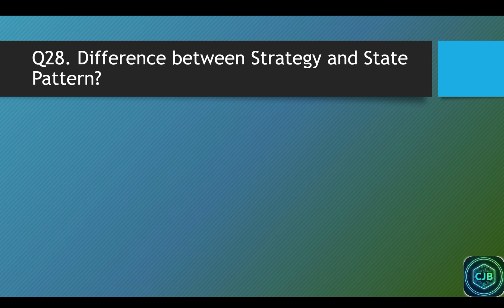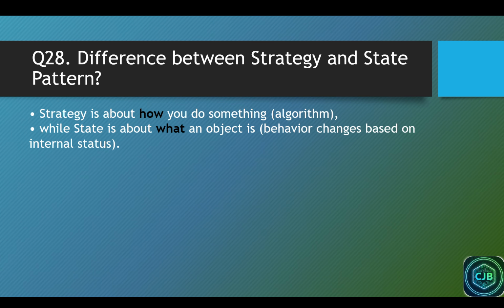Difference between strategy and state pattern. The strategy is about how you do something, the algorithm, while state is about what an object is. Behavior changes based on internal status. Real world example: strategy, the user chooses the algorithm, that is payment via credit card or UPI. State: the object changes behavior based on internal state, like order pending, shipped, delivered.